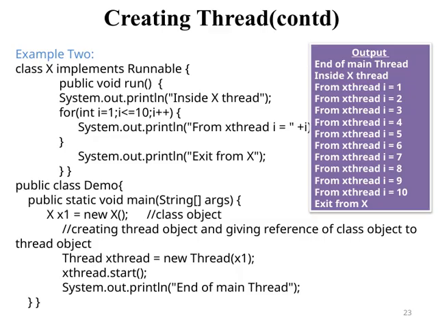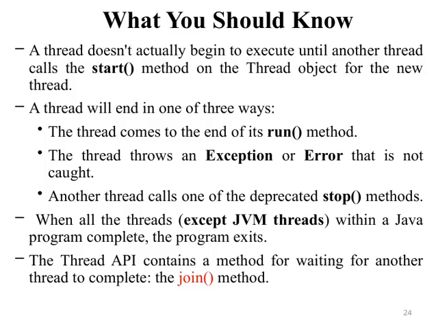So, it's important to understand that a thread doesn't actually start executing until another thread explicitly calls the start method on the thread object for that new thread. This is a crucial point because it highlights how thread creation and initiation are controlled in Java. Now, when does a thread end? There are three main ways. First, it simply reaches the end of its run method, completing its task naturally. Second, if an exception or error occurs that isn't caught within the thread, it will terminate unexpectedly. And third, although deprecated, if another thread calls the stop method, it can abruptly halt the thread.